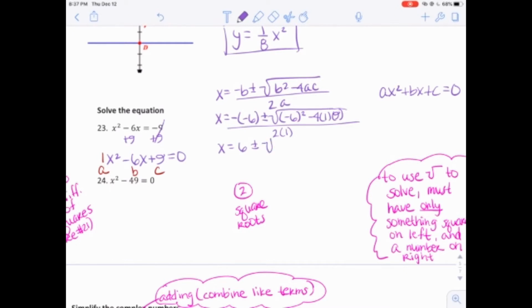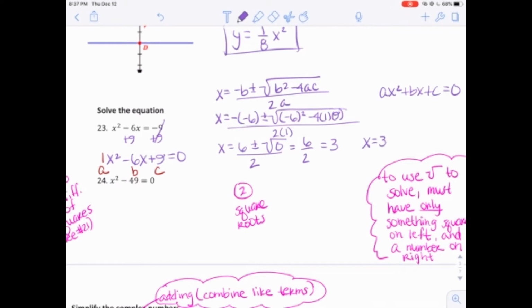Under my square root, I'm going to have negative 6 squared is 36, and negative 4 times 1 times 9 is negative 36. Positive 36 minus 36 actually gives me square root of 0, and then all over 2. What is the square root of 0? 0. So this reduces to 6 over 2, or 3. So x is equal to 3.